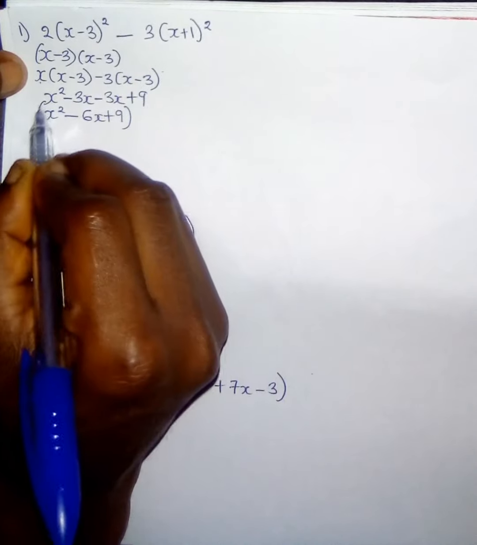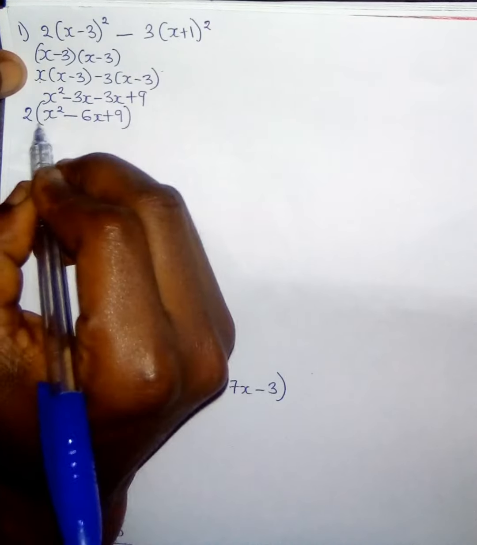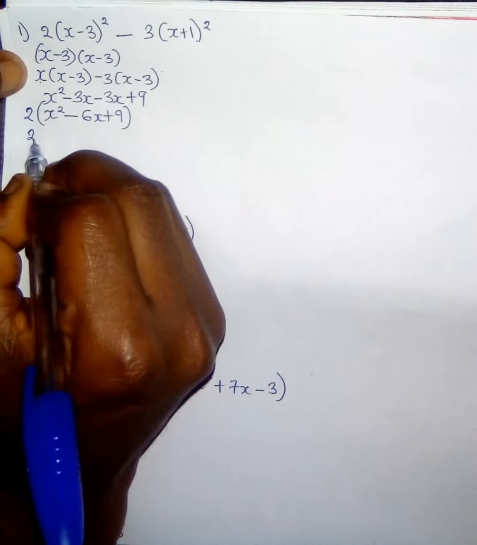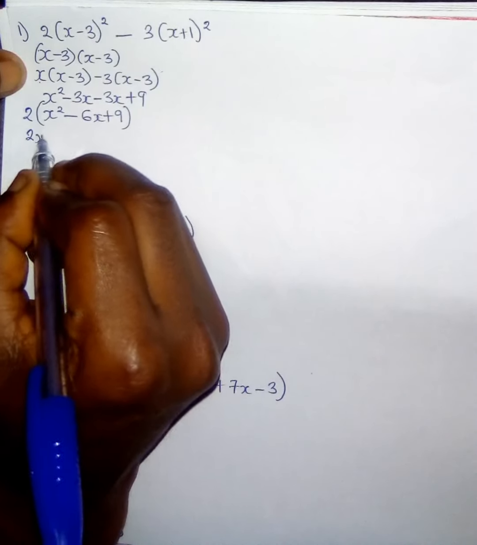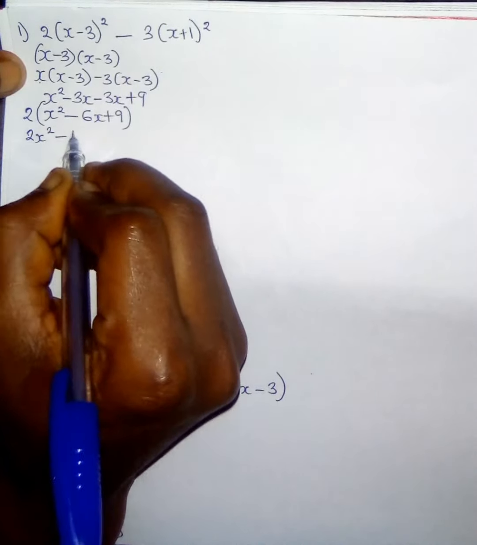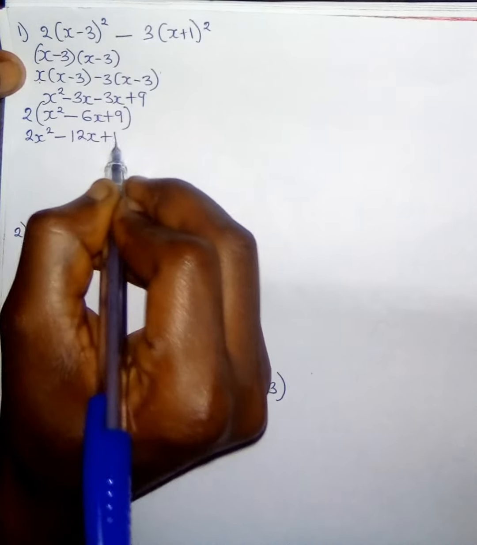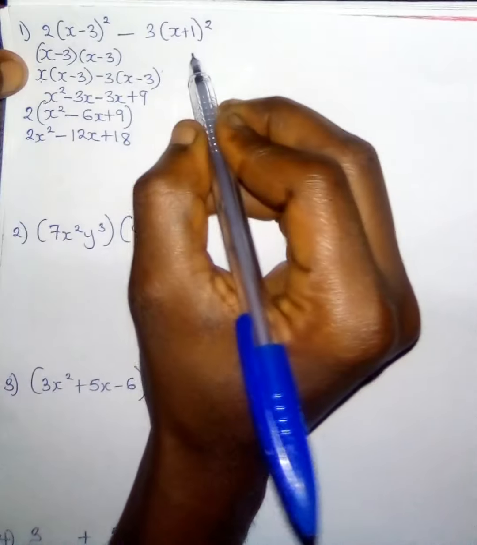Now remember that we still have a 2 outside, so this is multiplying everything. And if we simplify further, we have 2 times x squared will give us 2x squared. 2 times minus 6x will give us minus 12x. And 2 times 9 will give us plus 18. Now let's simplify the second term.